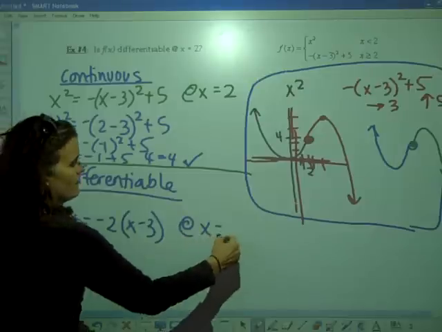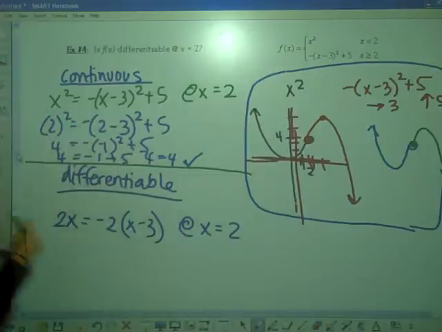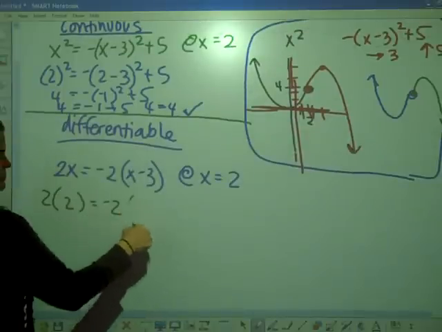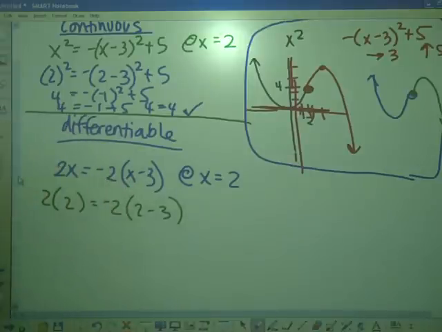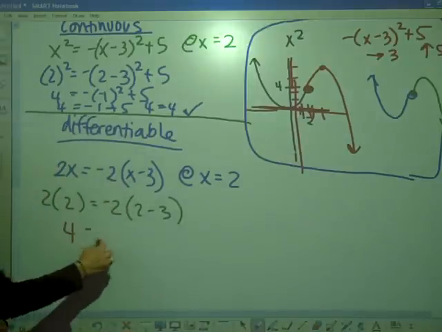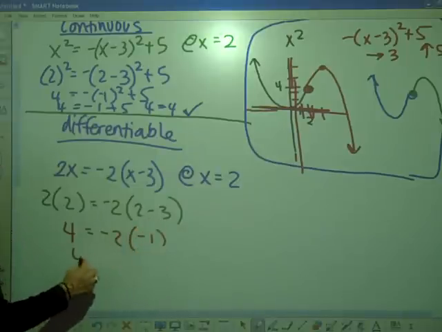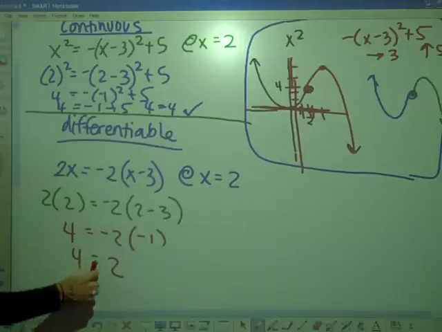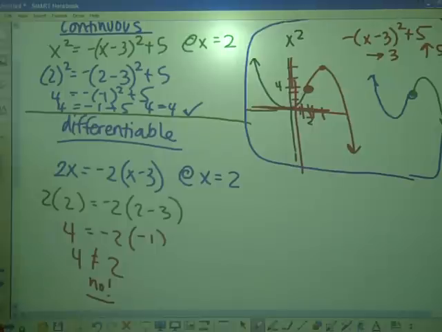So I'm going to set the derivatives equal to each other at x equals 2, and see if those are equal to each other. So plug in 2 everywhere I saw x. So I get 4 equals negative 2 times negative 1. So I get 4 equal to 2. So does 4 equal 2? No. Okay. 4 does not equal 2.